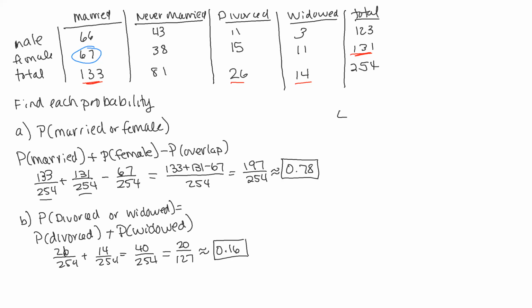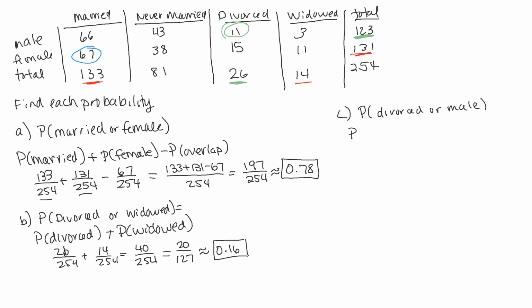Let's do the next one. So C, we want divorced or male. Now the question is, could somebody simultaneously be divorced and male? Absolutely. Okay, so we're looking at divorced, which is 26 million of the people in the table. We're looking at males, which is 123 million in the table, but you can have males that are also divorced. That's 11 million from the table.